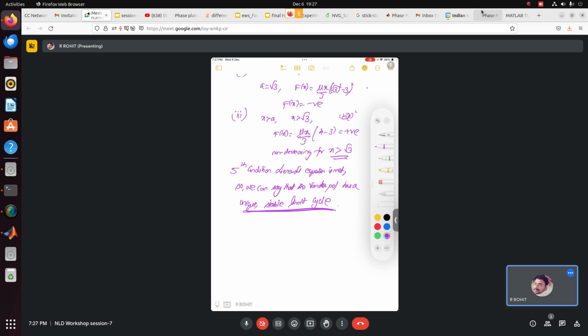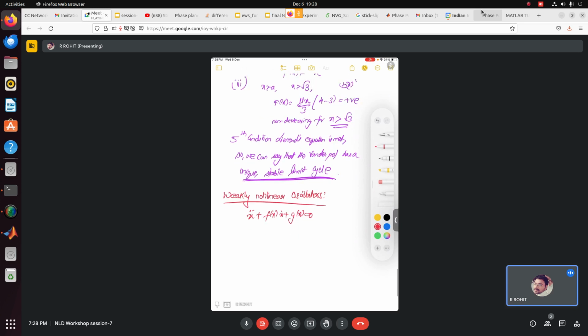And in connection to this, there is a small topic, we will not discuss much on this. It's called the weakly nonlinear oscillator. Here what they mention is, so here we looked at x double dot plus f of x into x dot plus g of x equal to 0. Instead, if you only had x double dot plus x equal to 0, this is an equation of a simple linear oscillator.